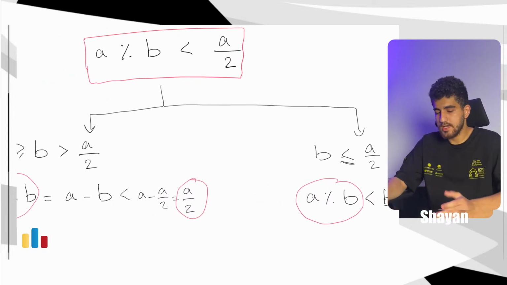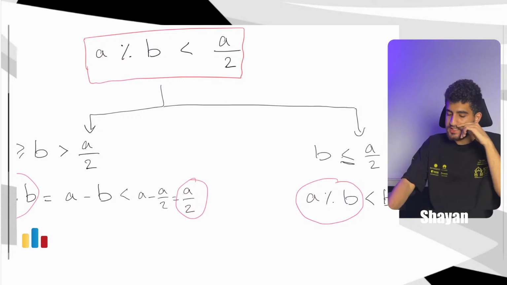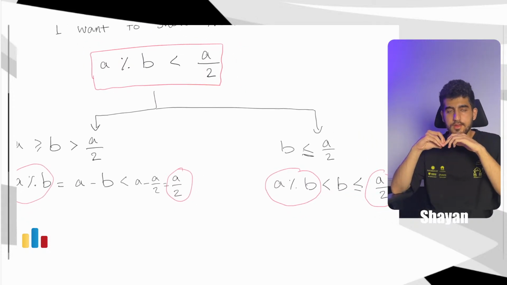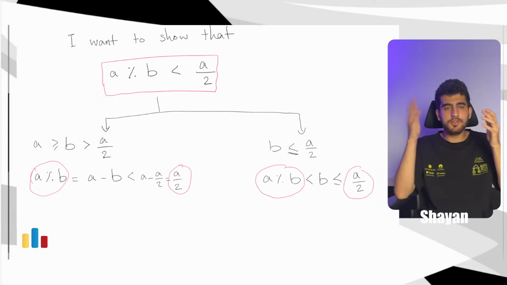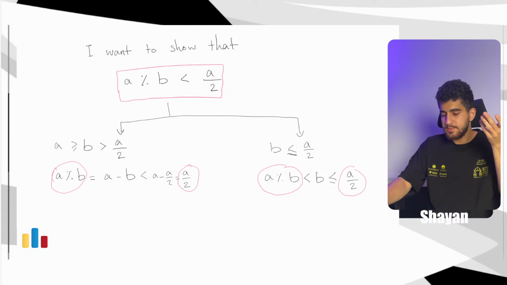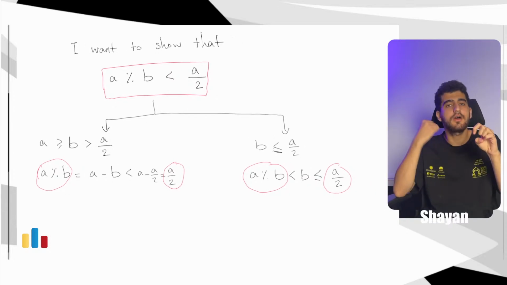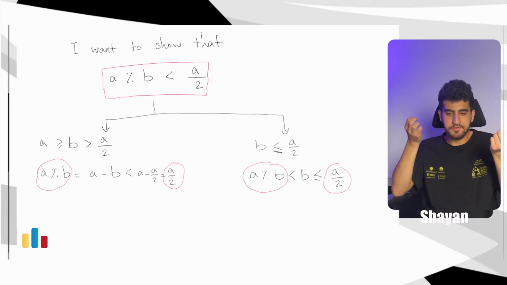So I showed that I had two cases, I considered two cases. I said that either B is greater than a half or B is less than or equal to a half. If B is greater than a half, a modulo B is going to be a minus B. And since B is greater than a half, it's taking out at least half of A. So a minus B is going to be less than a half.